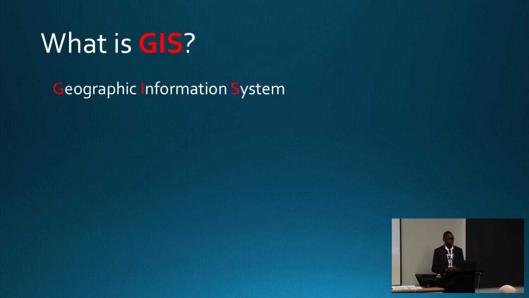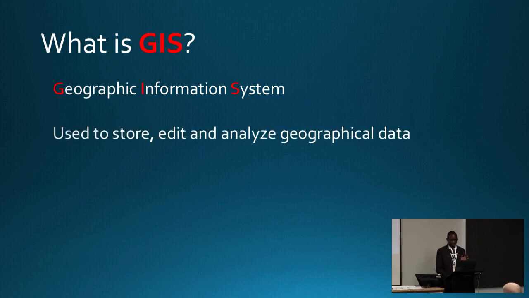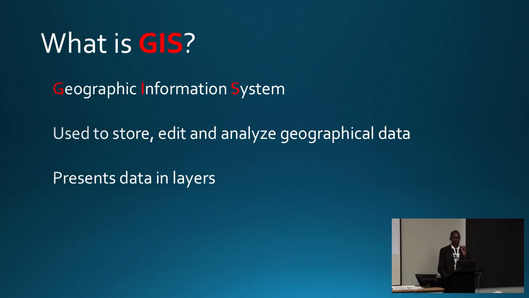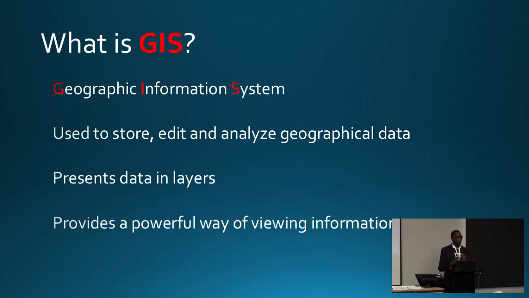So very briefly, what is GIS? GIS is a geographic information system. This is very much apart from the database itself. So we are not yet touching on the database. We're just looking at what GIS is. And this is used to store, edit, and analyze geographical data. And this data is then presented in layers. And what is very nice about it is that it provides a new way of viewing information, namely spatially.